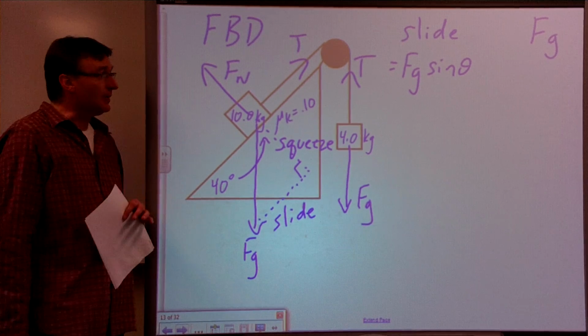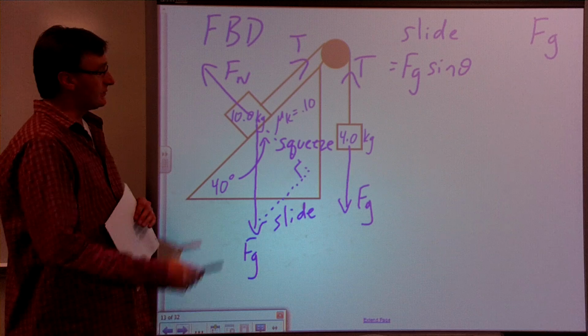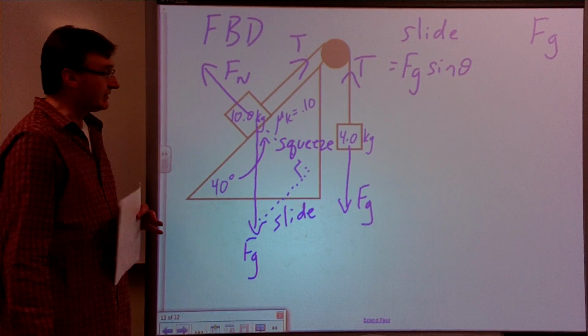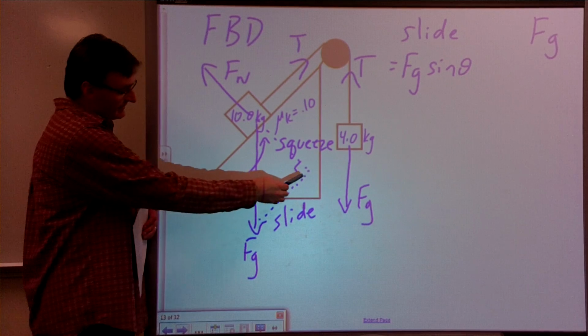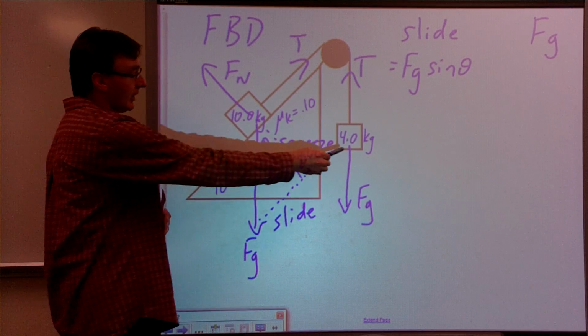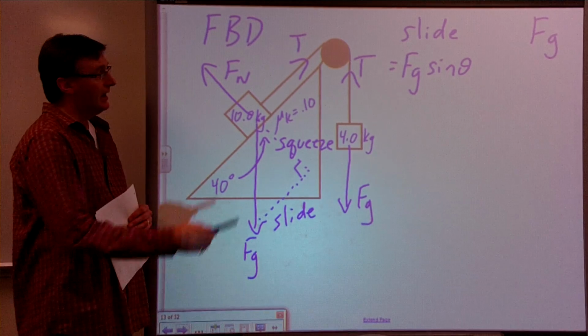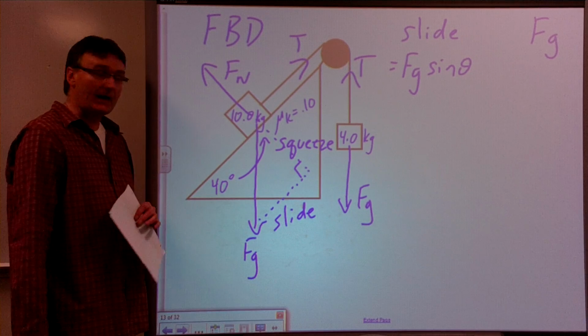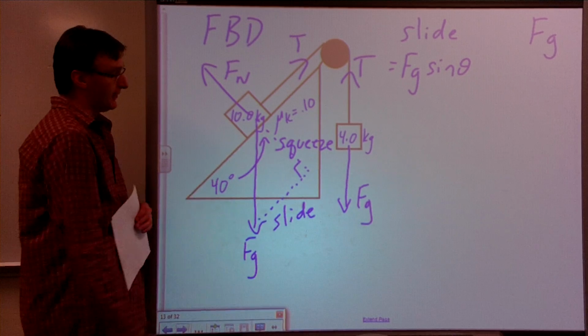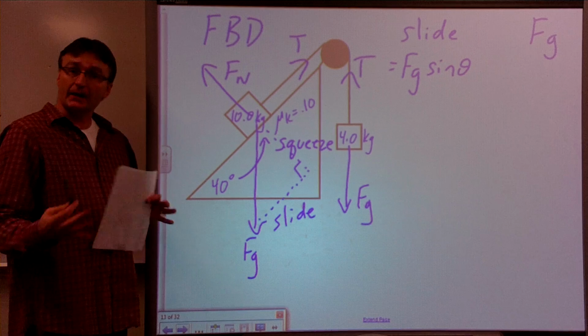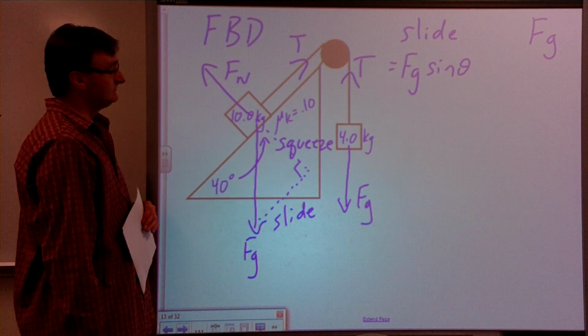Now, the thing that we don't know right away is what direction the motion is on here. We don't know that. And so we have to determine, is the slide force going to be larger than the force of gravity on here, or the other way around? So we need to find that first. We're going to compare the slide force with the force of gravity on this object, and then we'll know what direction our motion is.